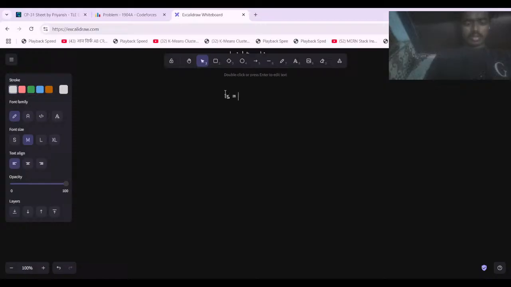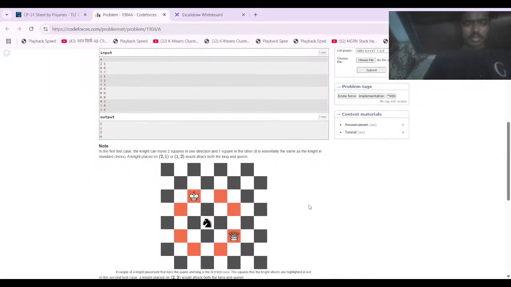The time limit is 2 seconds for one test, right? Now this is being allowed.